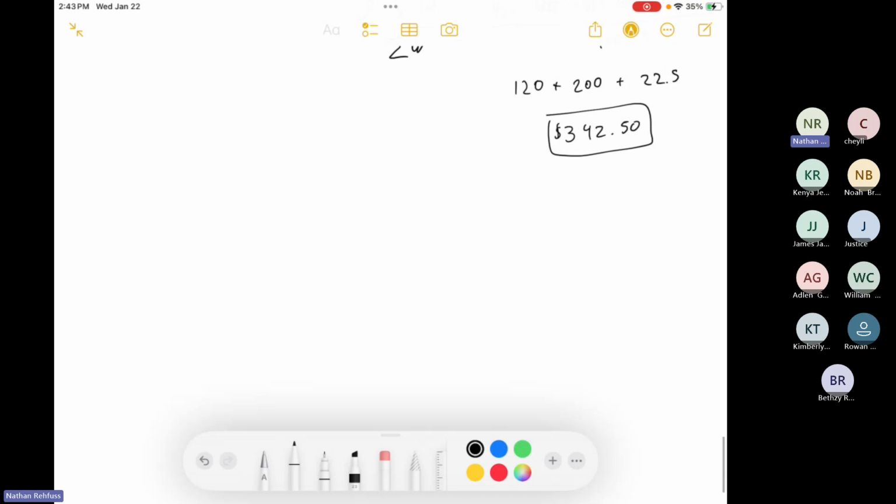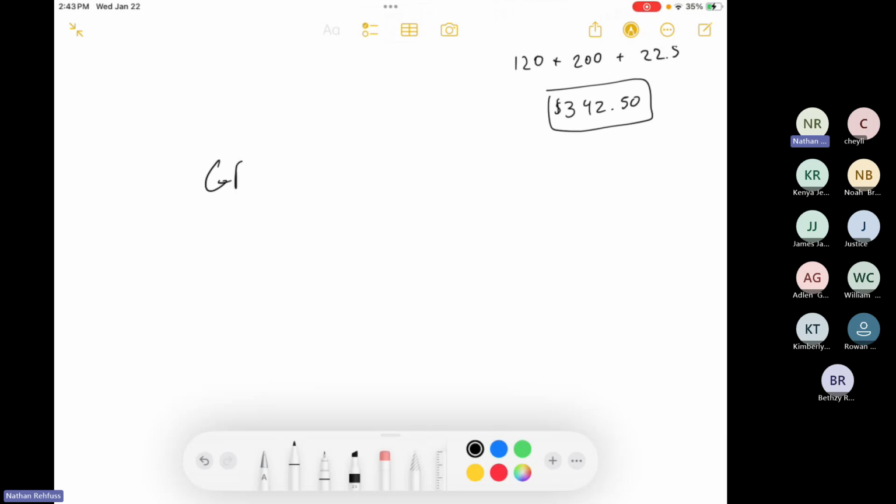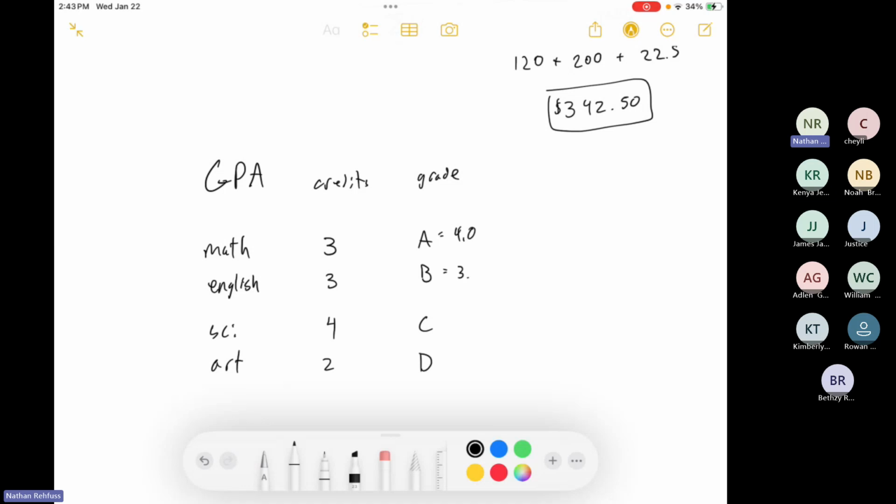Another thing I could do is, if I want to know my GPA, and so I have math, English, science, and art. Math is 3 credits, English is 3 credits, science is 4 credits, art is 2 credits. And my grades. Let's say I get an A in math, B in English, C in science, and D in art. Now A is worth 4 points, B is worth 3 points, C is worth 2 points, and D is worth 1 point. I cannot just take the average of 4, 3, 2, and 1 and say my GPA is 2.5. That's not going to be accurate because art is worth less credits and science is worth more credits.